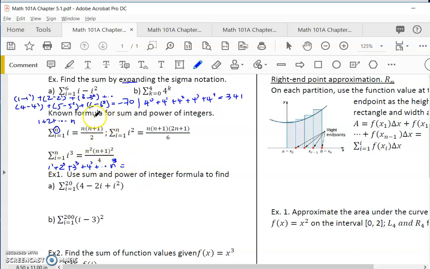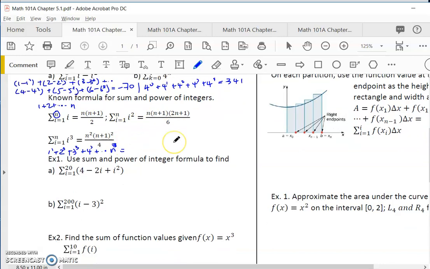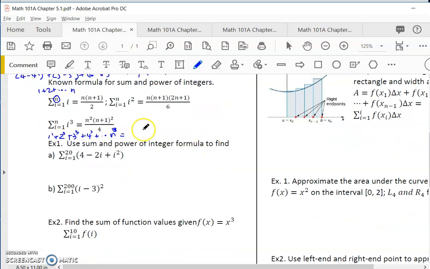So these are called summation formulas for sums of powers of integers. These three are frequently used in calculus class. So let's try to use them. Let's try to understand.